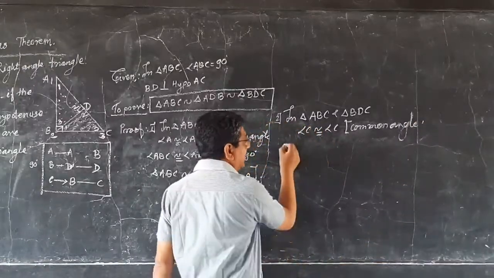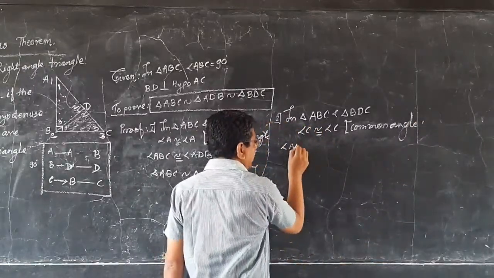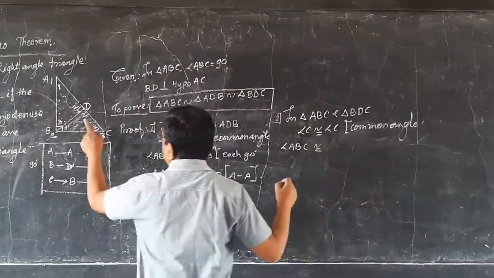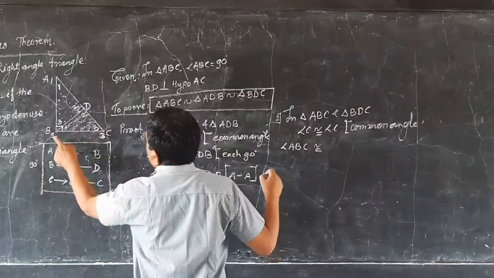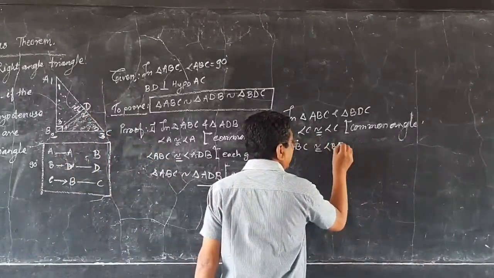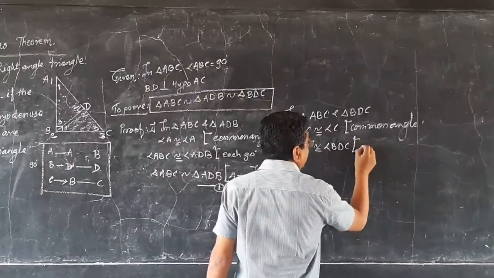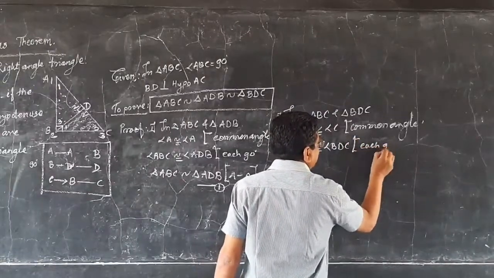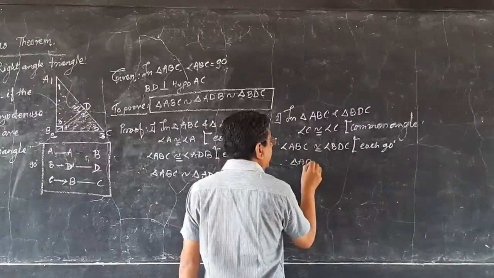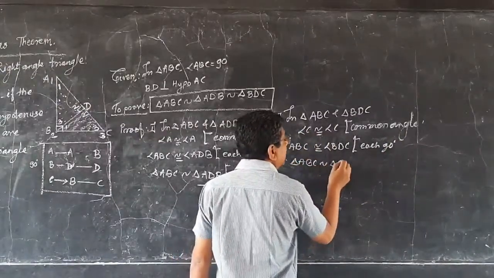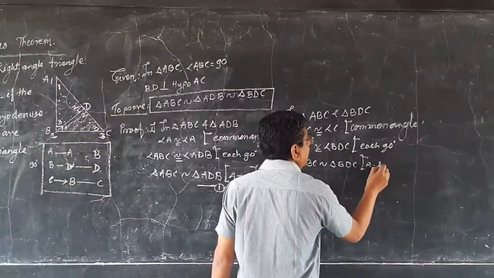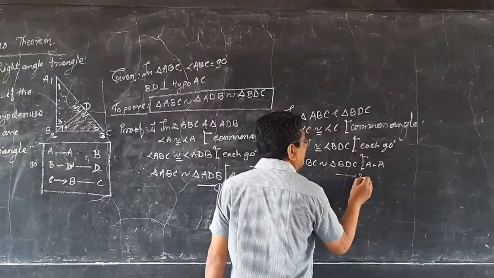Then take the right angle, angle ABC. It is congruent with this D, which is 90 here. Then read like this, angle BDC. Then the reason is each 90 degrees, and therefore triangle ABC is similar to the triangle BDC by AA test. This is statement 2.